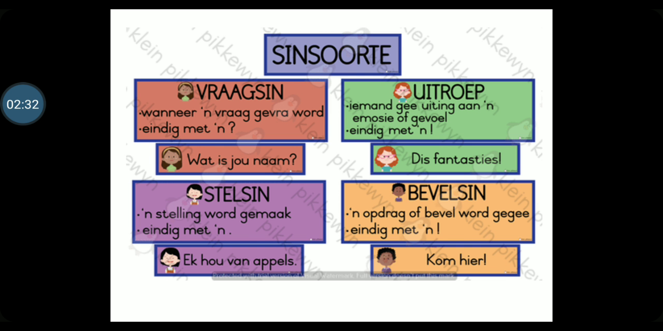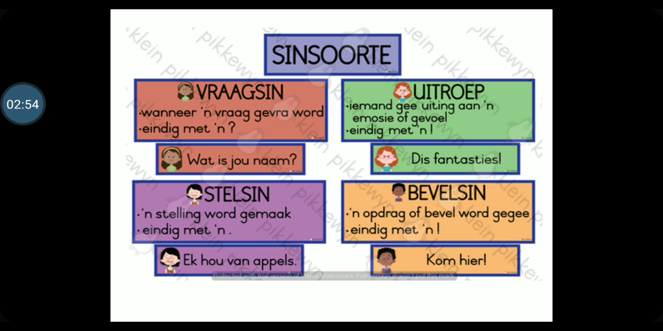Okay. Now the next thing we're going to look at is sinsoortes. So types of sentences. Now they are exactly the same as in English. So it's pretty simple and easy. The first one is vraagsin. So this is a question sentence. Wanneer 'n vraag gevra word, it always ends with a question mark, 'n vraagteken.